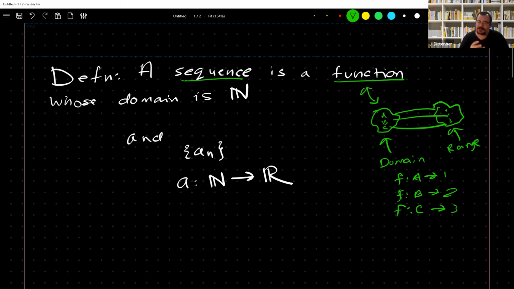Okay, so each element in the domain has only one element in the range. When I say element, it could be a number, it could be a letter. And actually, we could call this the codomain, because the range could just be a subset. So the codomain is where all of these numbers are, where 1, 2, and 3 are. The range would just be the numbers 1, 2, and 3. Okay, so that's the idea behind a function.